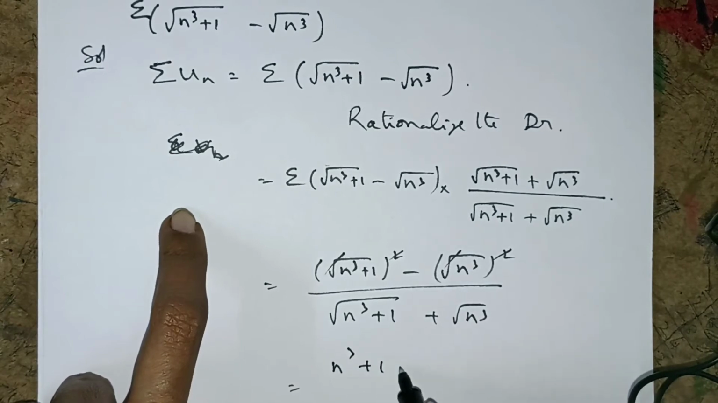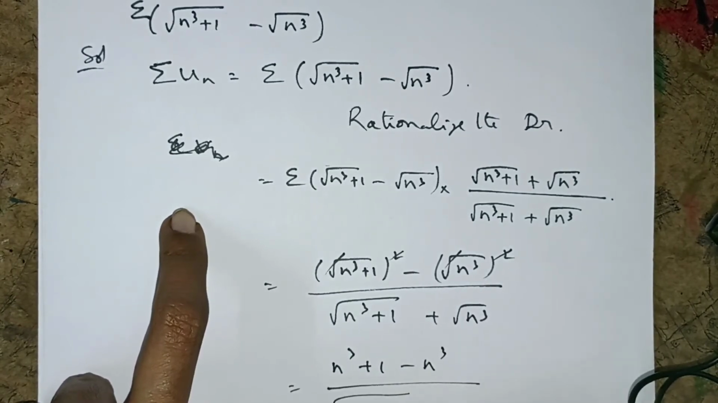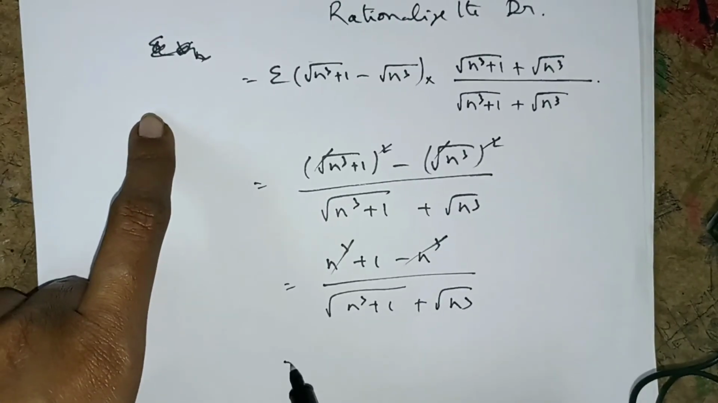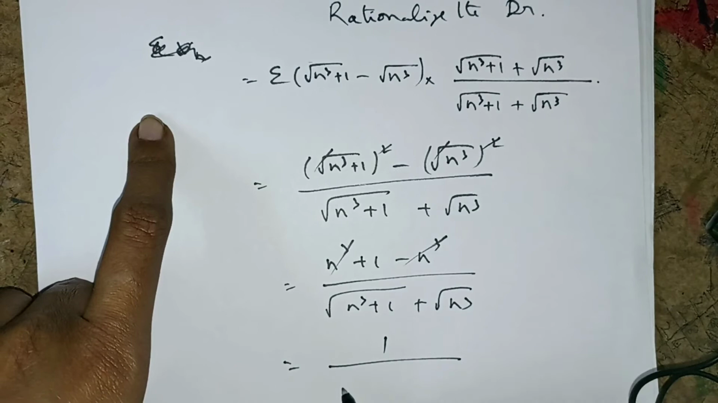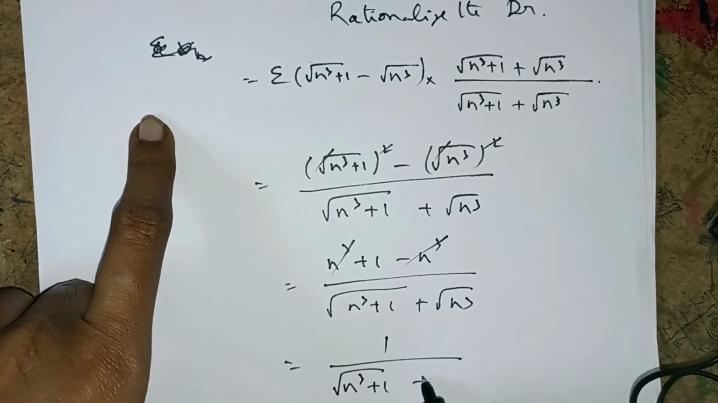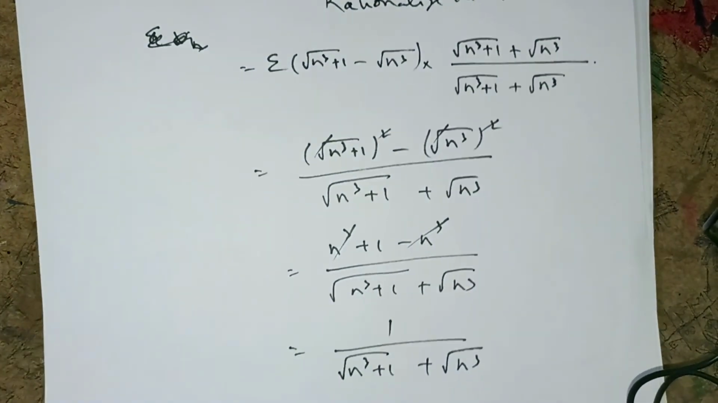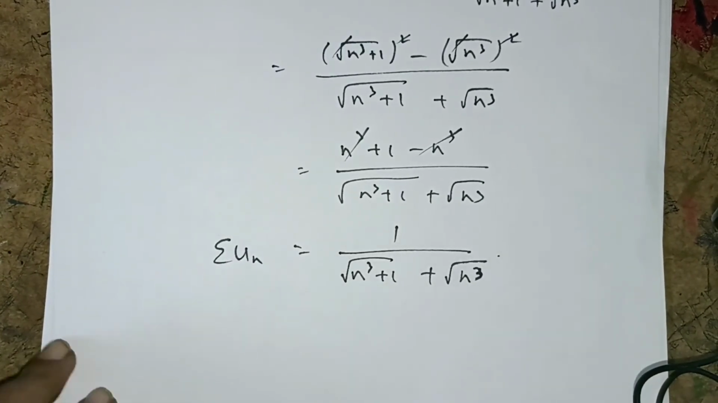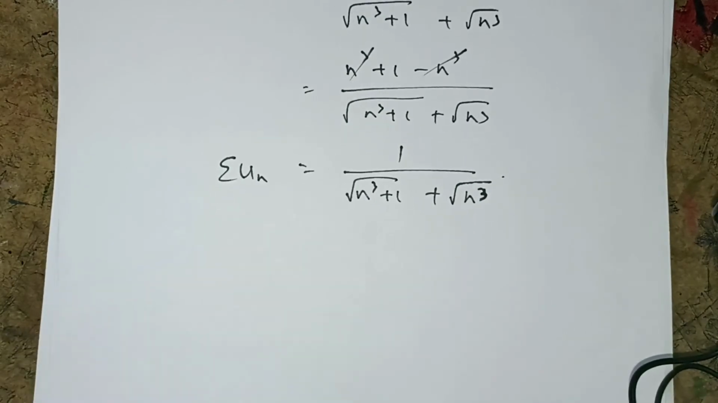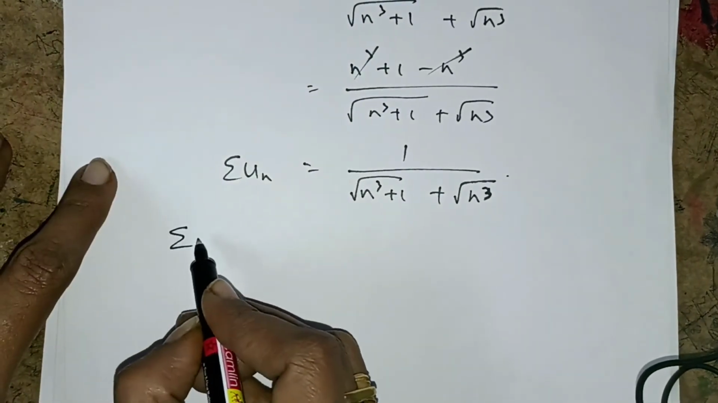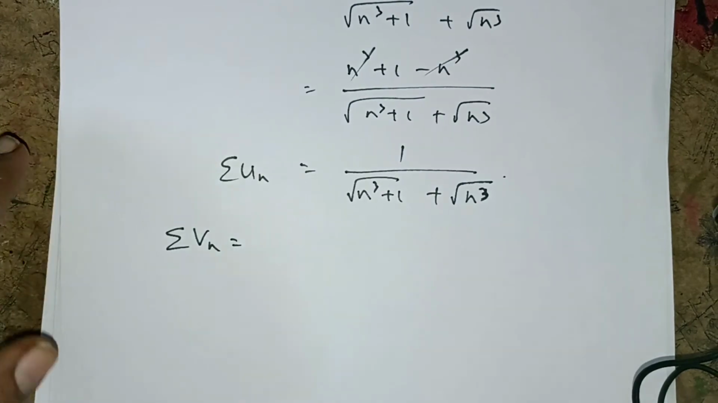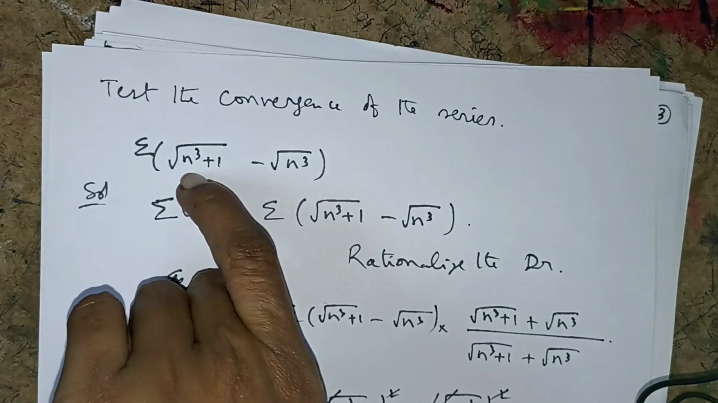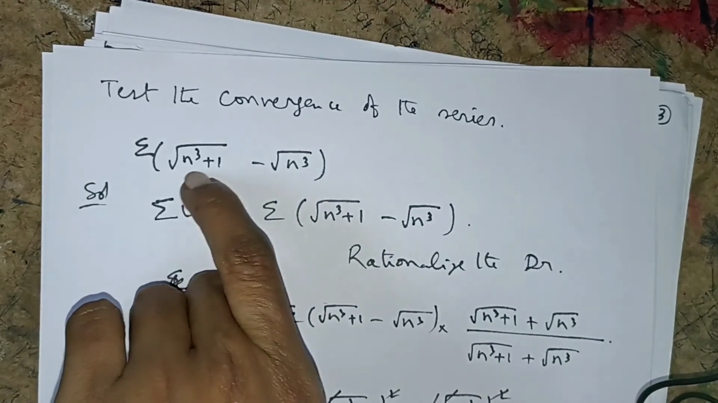Now this is sigma un. By observing this sigma un, we have to calculate sigma vn. Now when we have to rationalize the denominator: if there is no denominator in the given problem, and all the numerators are in terms of n, at that time you need to rationalize the denominator. If the denominator is already there, no need to rationalize. Now after getting sigma un, we need to calculate sigma vn.